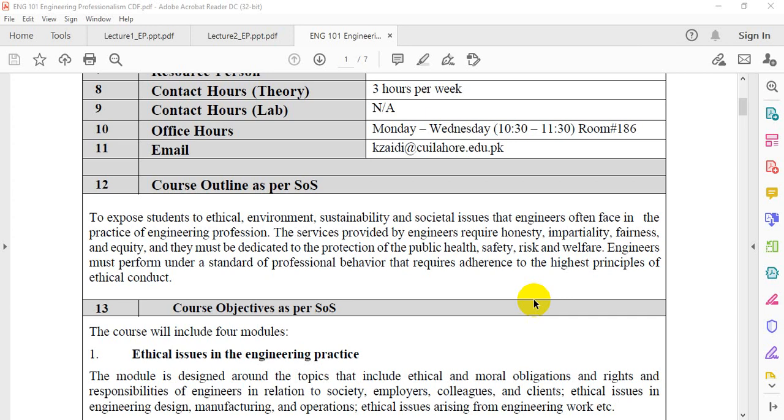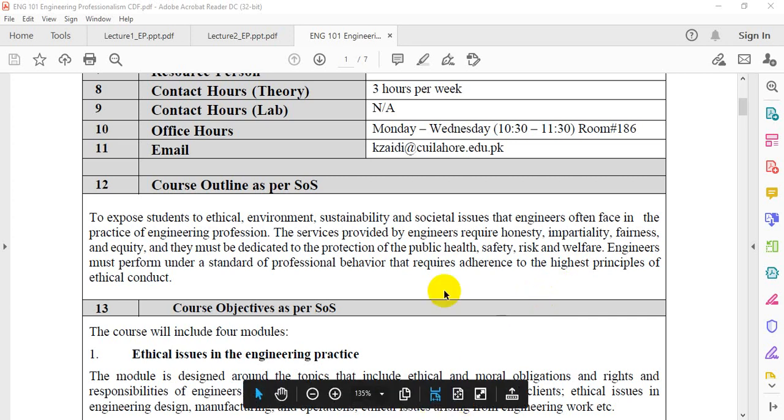We'll be talking about honesty, fairness, equity for all, public health, safety, risk and welfare, then environmental studies and sustainable issues, the societal issues. These are the major things that we'll be discussing in this course. What is your responsibility as a student, and what is your responsibility as an engineer? When you become an engineer, you go into the market, you go into the workplace. What are your responsibilities in these terms? Engineers must perform under a standard of professional behavior that requires adherence to the highest principles of ethical conduct.